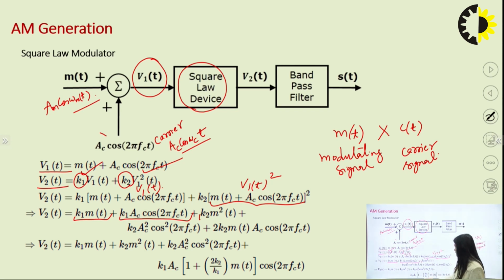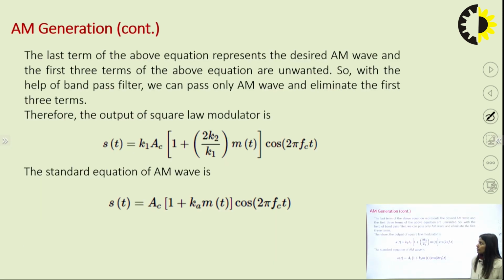And in the last term, what I have done is I have just taken the K1 term constant, and I have merged it with this particular term, and then I can take K1 Ac common from these two terms, this term and this term, right. So I can take K1 Ac common, 1 plus 2 K2 upon K1 m(t) cos 2 pi fc t. Nothing but we are just solving.